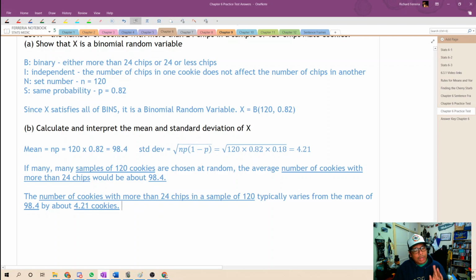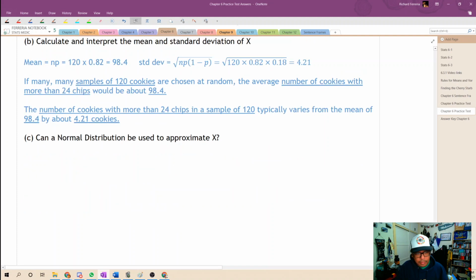Don't forget that when you have a binomial random variable, you have to put the sample size, the number n, in your interpretations. Letter C. Can we use a normal distribution to approximate x? So two things have to happen here. We need to make sure that we satisfy the 10% rule and that we also satisfy the large counts condition.